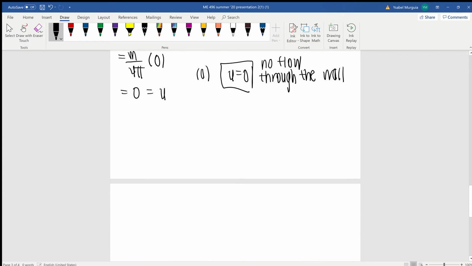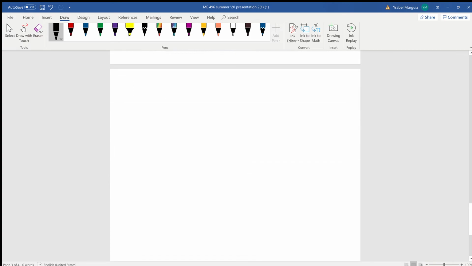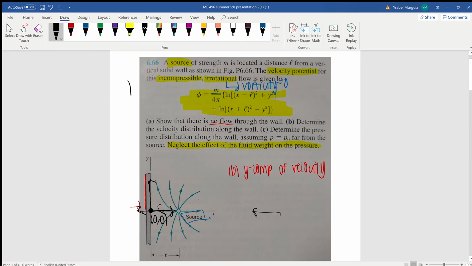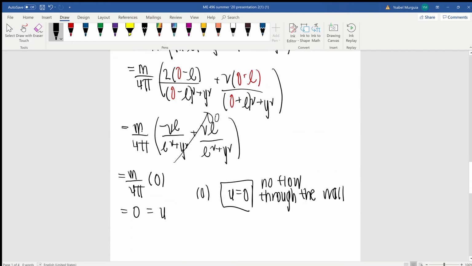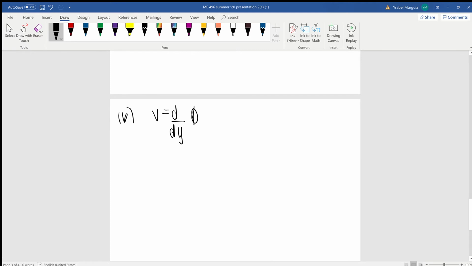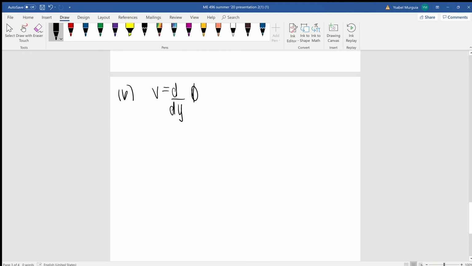So that confirms that. Part B, they're asking us now to determine the velocity distribution along the wall, which here I wrote that will be the y component of velocity, which will be equal to the derivative with respect to y of v. Okay, so same thing as we did earlier. We will take the derivative of v.